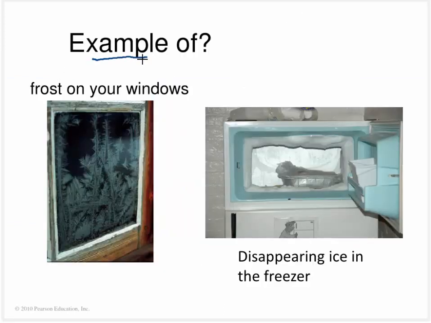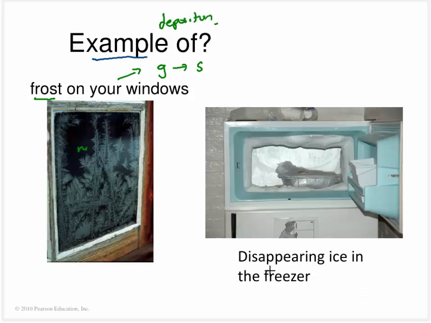Now I just want to give you some examples of the two that you may not be as familiar with. Let's think about frost on your windows. What does not happen is that liquid or gaseous water vapor in the atmosphere hits your window, then melts, and then freezes into a nice pretty pattern like you see right here. This is an example of water going directly from the gaseous phase into the solid phase, and we call that deposition.